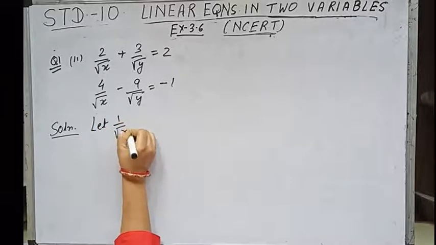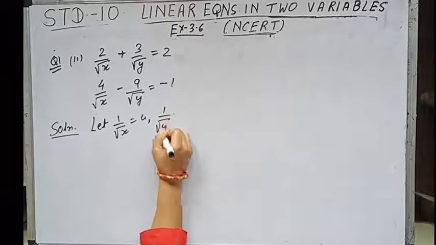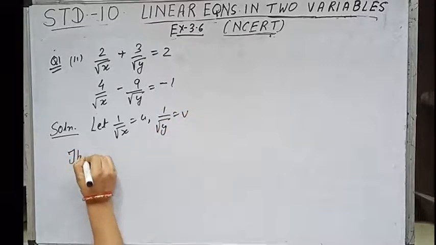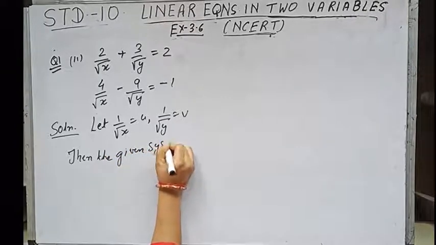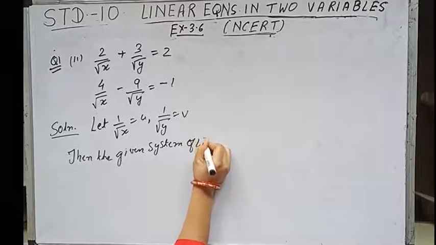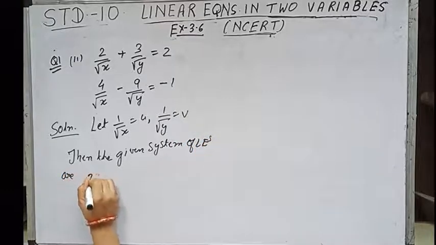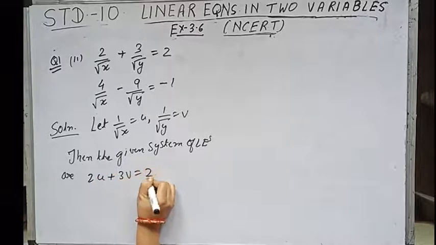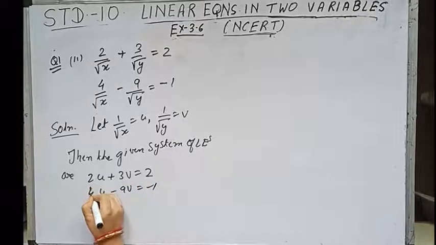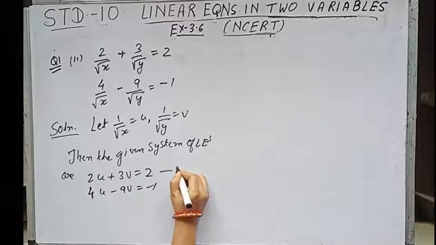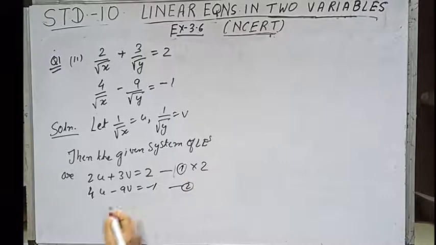Let 1 by root x equal u and 1 by root y equal v. Then the given system of linear equations are 2u plus 3v equals 2 and 4u minus 9v equals minus 1. Now make it equation number 1 and this one as 2. Multiply this with 2, so we will get 4u plus 6v equals 4.